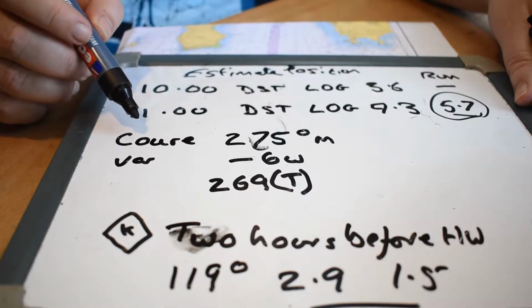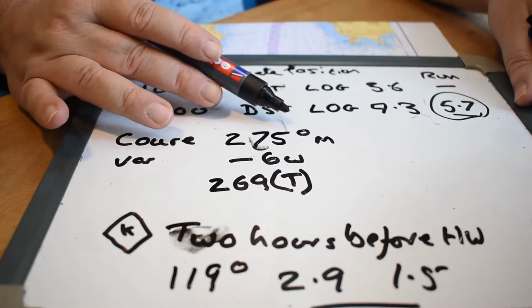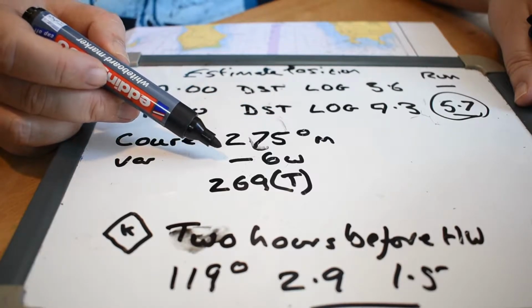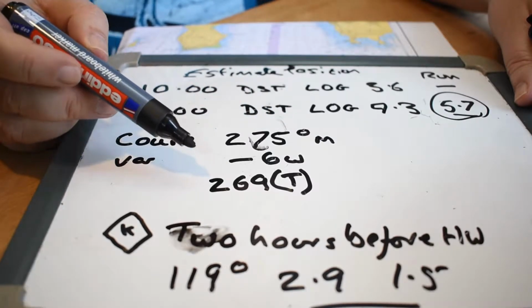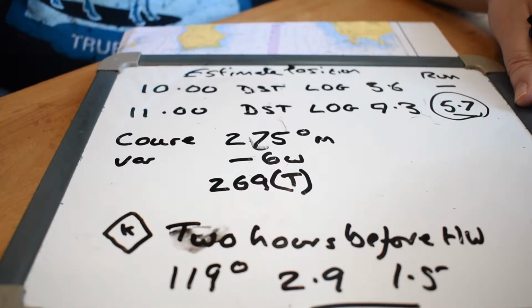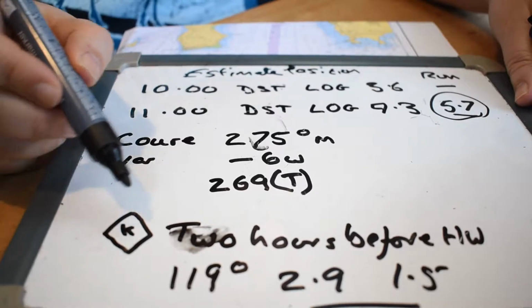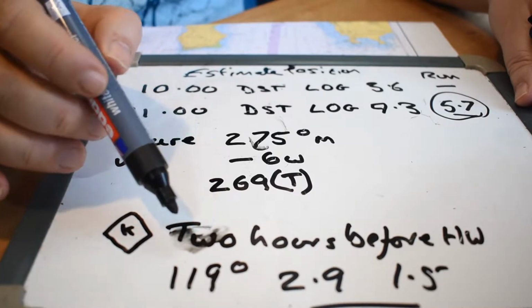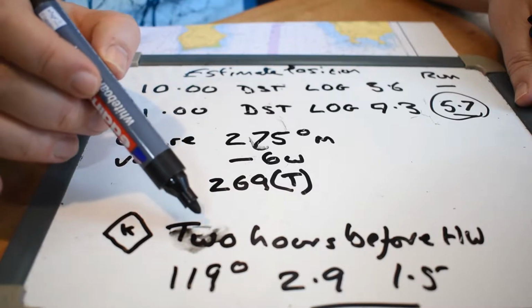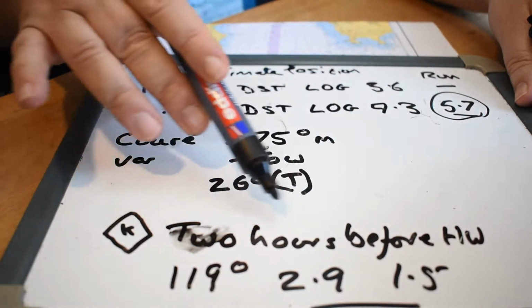During that time, we steered a magnetic course of 275 degrees. We had a variation of 6 degrees west, which means our actual true course was 269. We were close to tidal diamond K, and we looked at that then. And we were 2 hours before high water on the day in question.